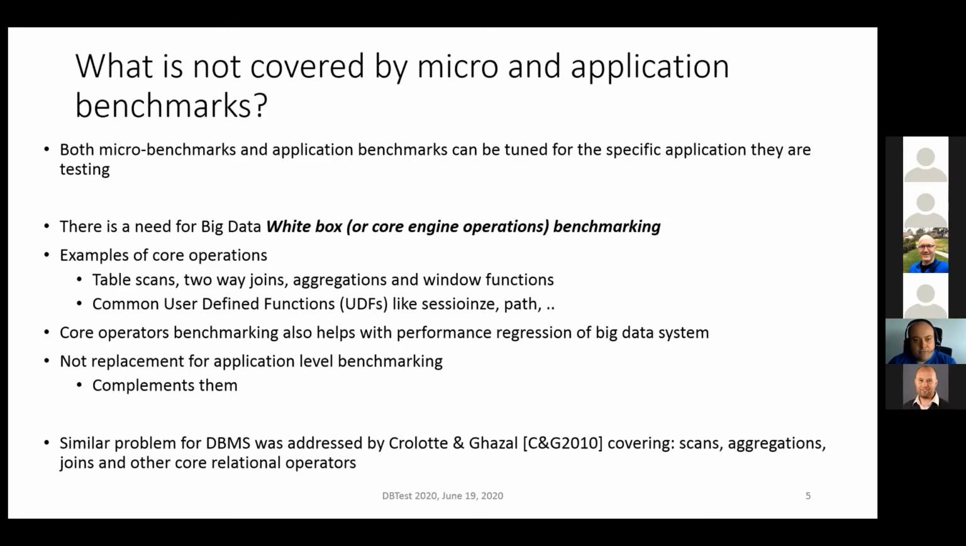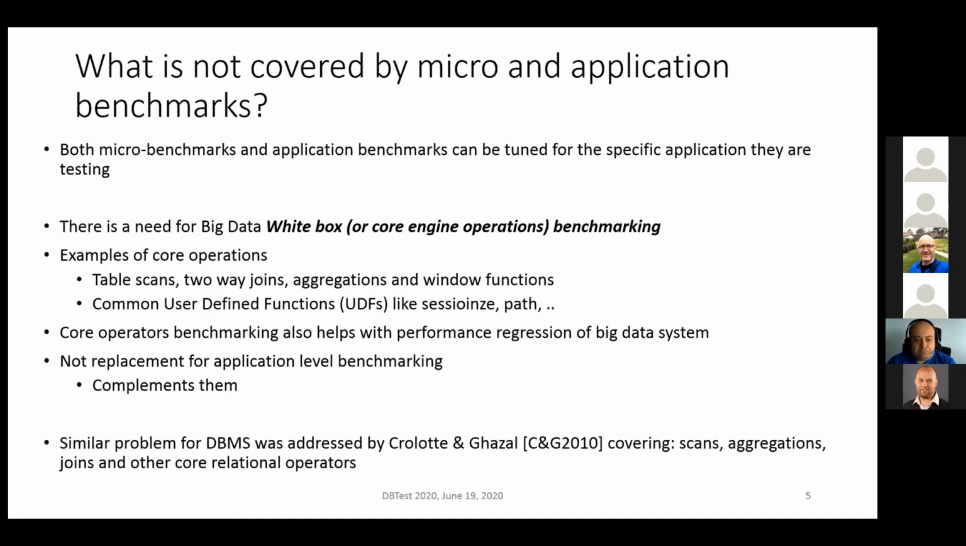Therefore, there is a need for big data white box benchmarking, which means that we need to test the core engine operations. With core engine operations, we mean operations like table scans, two-way joins, aggregation, and window functions. Also common user-defined functions like sessionize, path, and others. And we think that these core operations can really help with performance regression testing of big data systems.